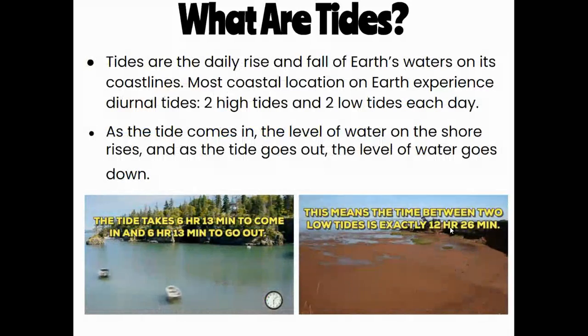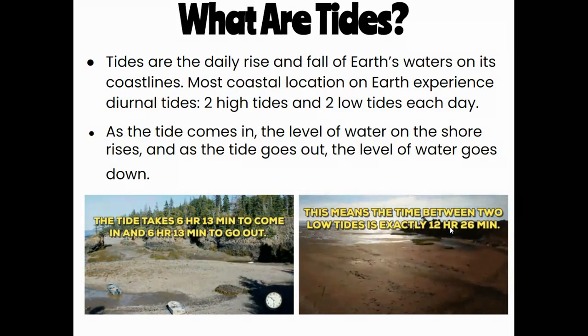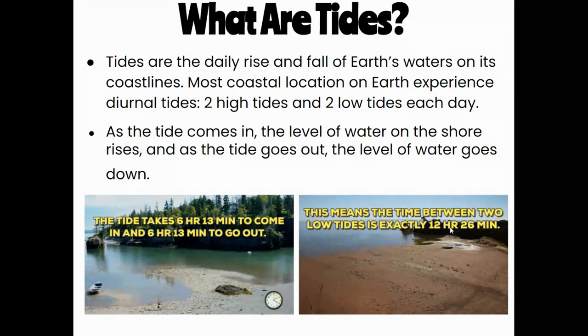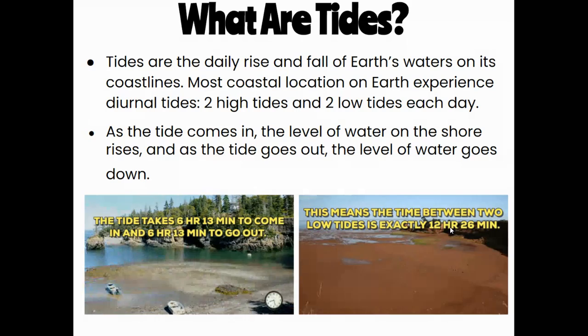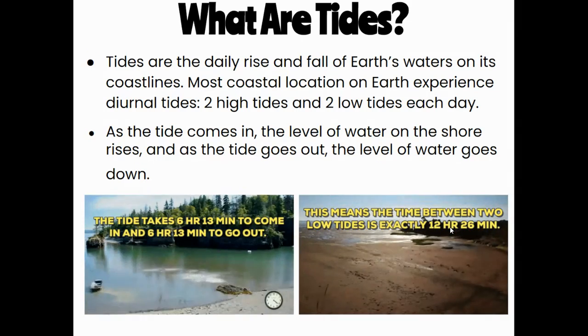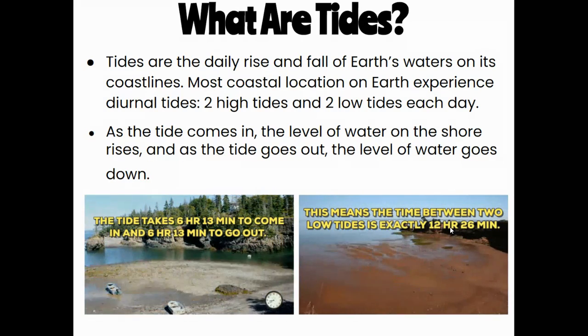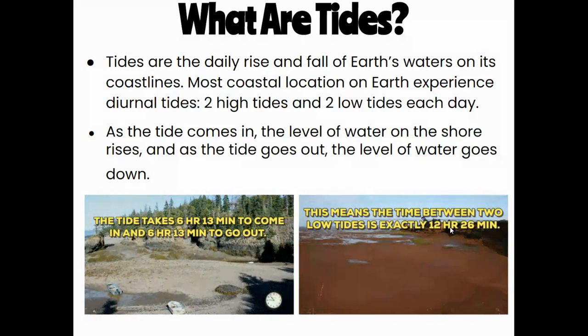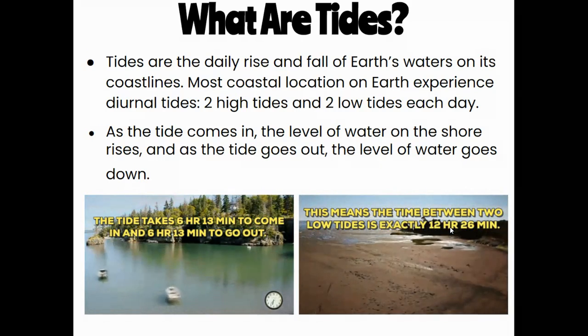Tides are the daily rise and fall of Earth's waters on its coastlines. Most coastal locations on Earth experience semidiurnal tides, which means you get 2 high tides and 2 low tides every day. As the tide comes in, the level of water on the shore rises, and as the tide goes out, the level of the water goes down. And this happens very incrementally, like every 6.5 hours, you see the rising of the water, the falling of the water.